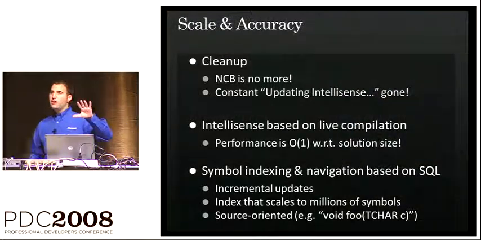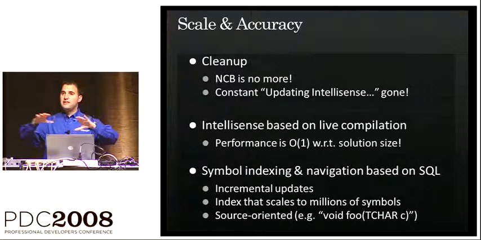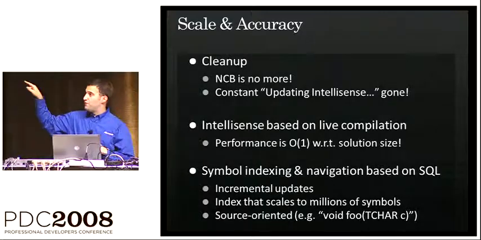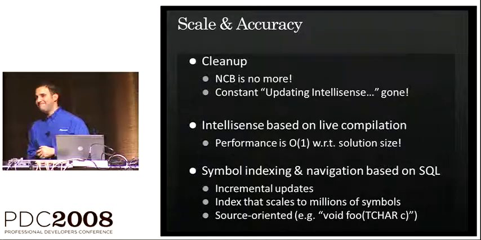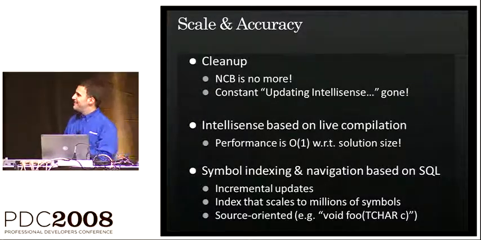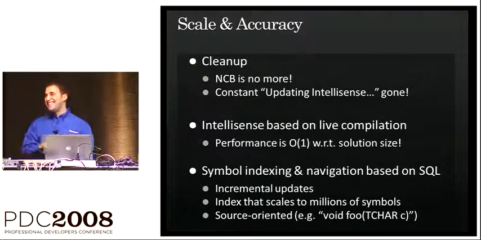So we wanted to split apart, in a way that to us makes a lot of sense, IntelliSense from symbol indexing and symbol browsing. First line there, NCB's gone. Yeah, we had a festival, we had a bonfire, it was great. The constantly updating IntelliSense is gone. We have different messages now. Just kidding. No, it's gone.